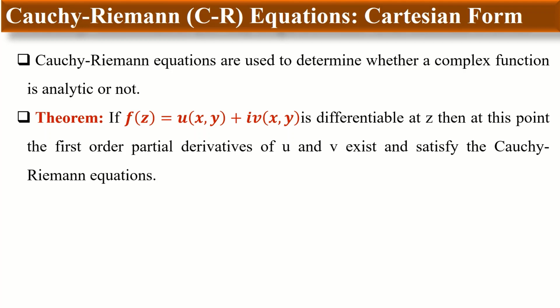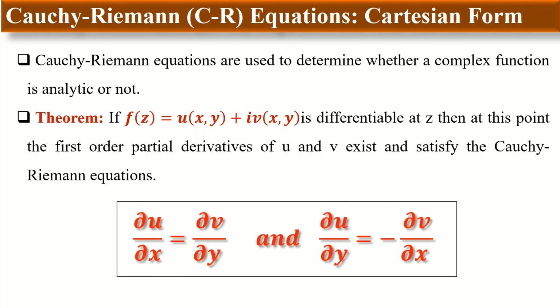So let's see what the CR equation is. A function f has the components u and v, and u and v are both functions of x and y, so we can differentiate them partially. So del u upon del x equals del v upon del y, and del u upon del y equals minus del v upon del x. So a function which is analytic will definitely satisfy the CR equation or condition.